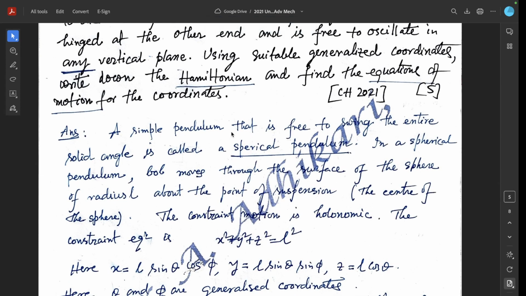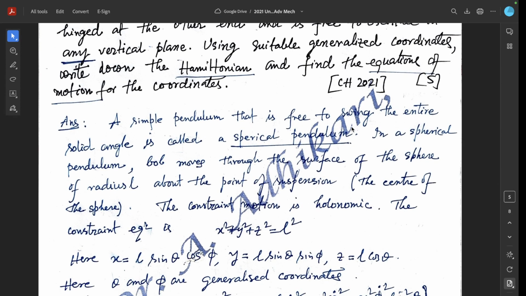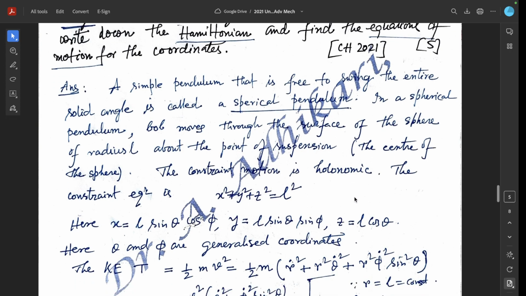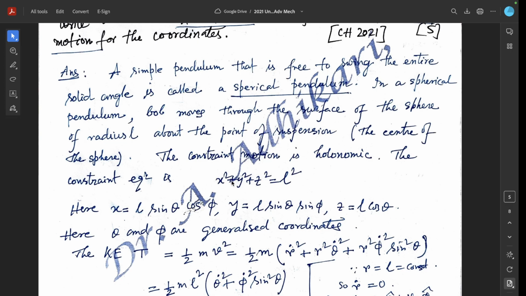A simple pendulum that is free to swing through the entire solid angle is called a spherical pendulum. In a spherical pendulum, the bob moves on the surface of a sphere of radius L about the point of suspension, that is the center of the sphere. The constraint is holonomic, and the constraint equation is x² + y² + z² = L², the surface of the sphere.